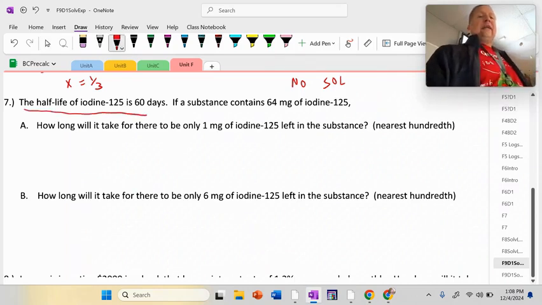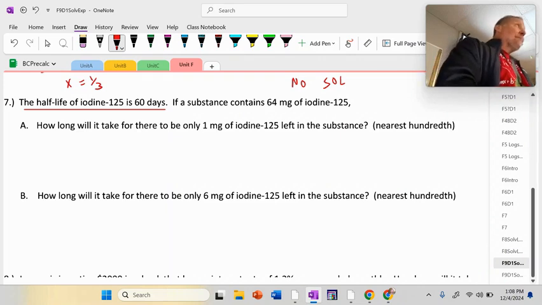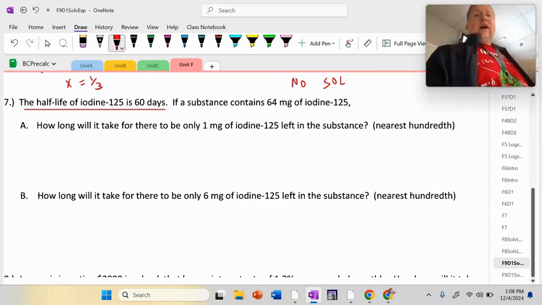So the half-life of iodine 125 is 60 days. Half-life. That means I lose half. How much do I have left over? Half. So a substance contains 64 milligrams to start.